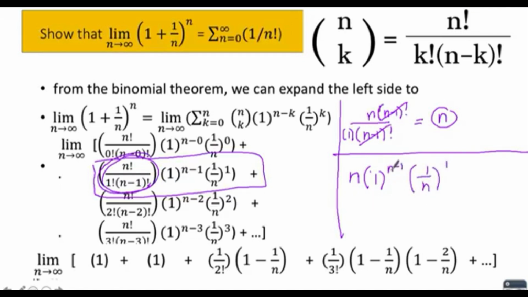Notice that if n is a very big number, n minus 1 is still a big number, but 1 raised to any number is still 1. So this part here has a value of 1. So you have n times 1. And any number raised to 1 is still the same number, so we just copy 1 over n.